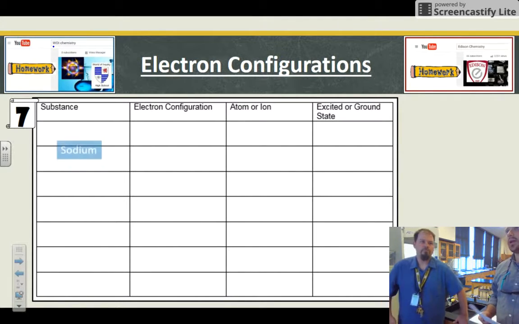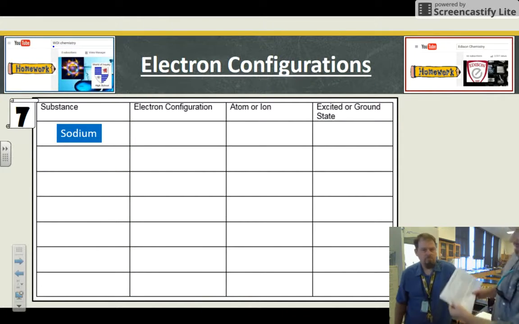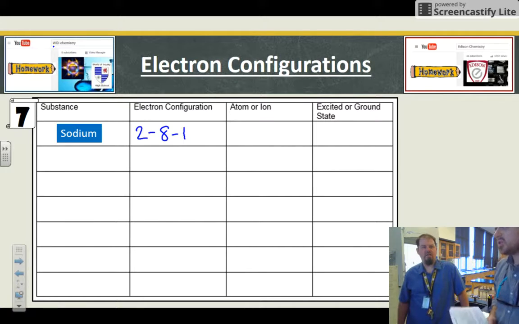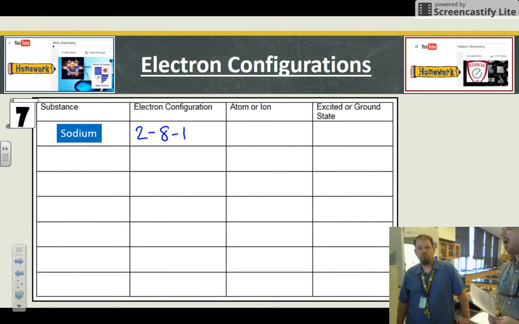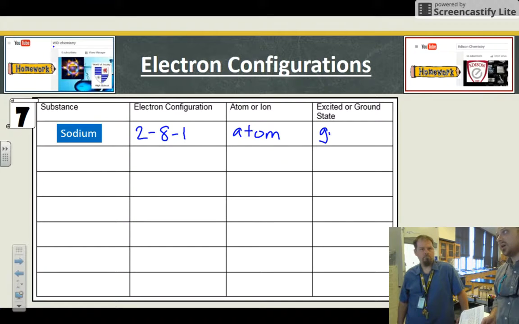Here we go. We got an electron configuration, substance sodium. The electron configuration for sodium, 2-8-1, is what I know to be the truth. Is this an atom or an ion, you think, Yunar? Looks like that's the same number of electrons that it shows on the periodic table, so it's got to be an atom. And since they're in the normal filling pattern of 2, then 8, then something else, ground state. No vacancies.